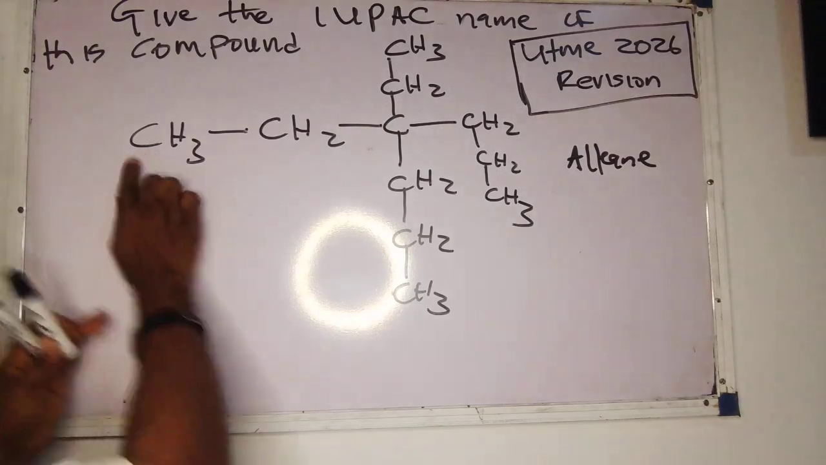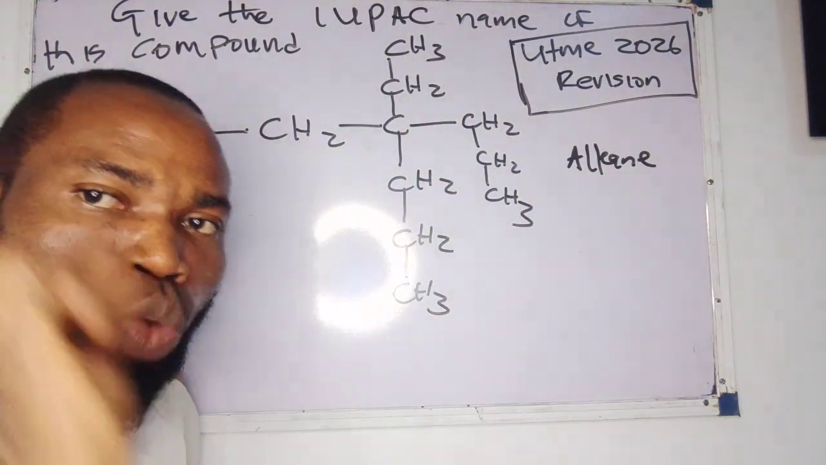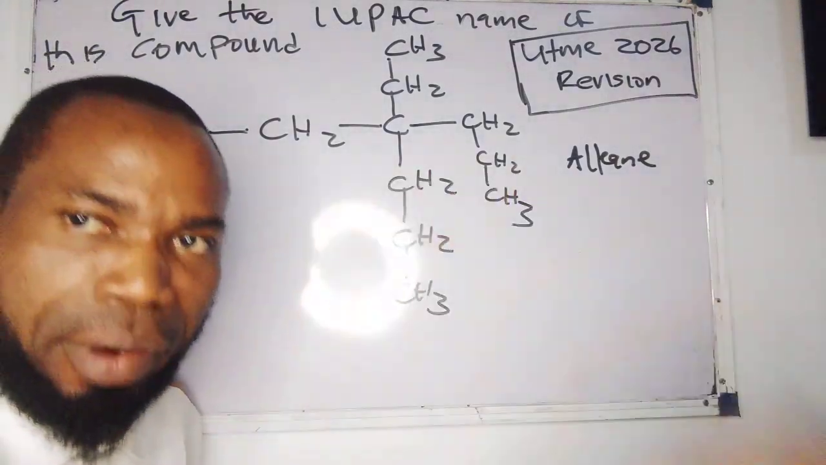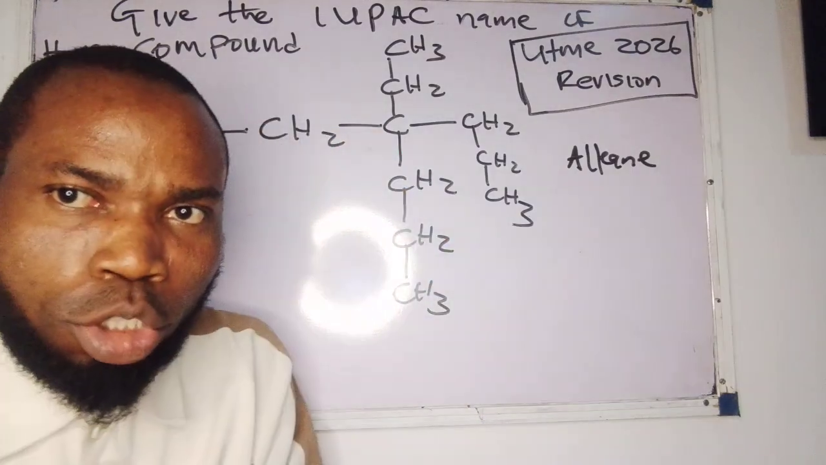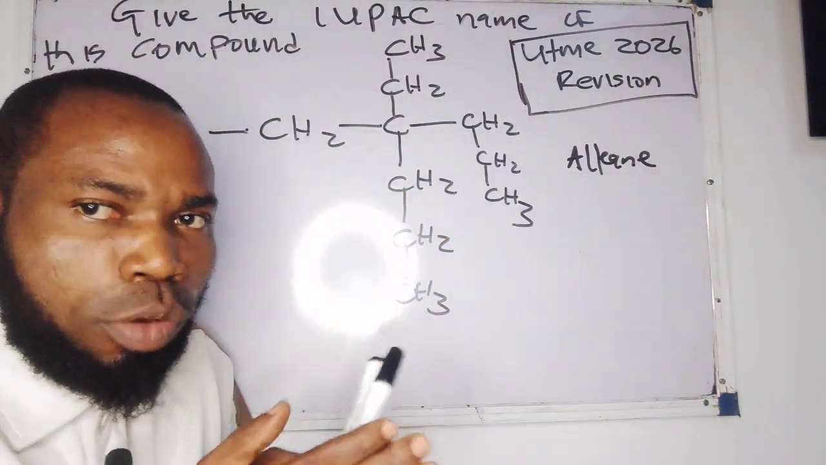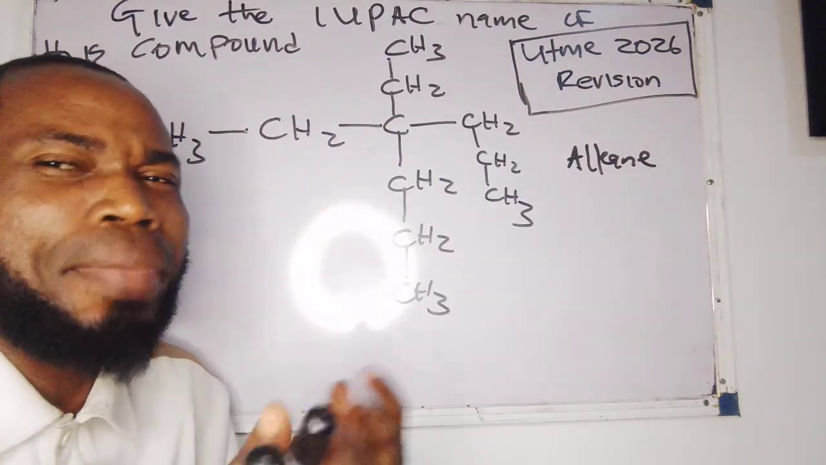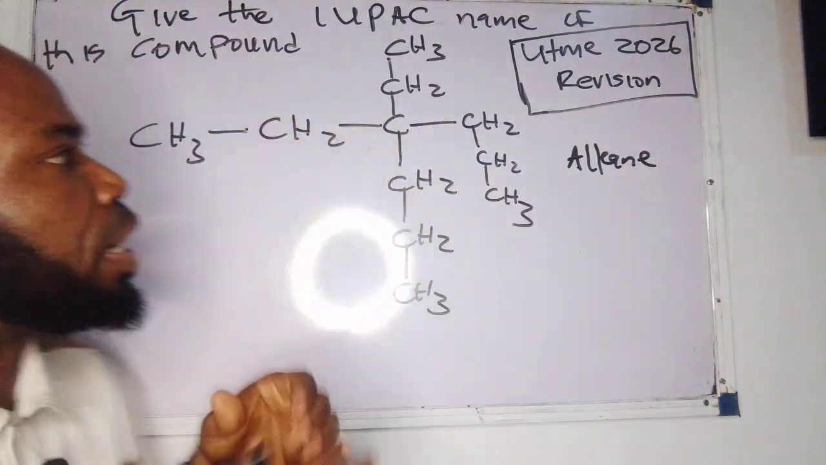Now look at it. They are giving us this compound. The first rule in naming a compound is that the longest continuous straight chain takes the parent name. Just like somebody's name is Atiti Johnson, Johnson is his surname. So we need to get the surname here. That means we need to get the parent name, and the longest continuous straight chain is the parent name. Now, let's check it out.